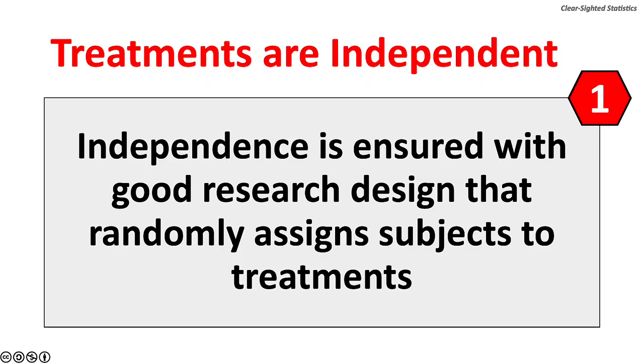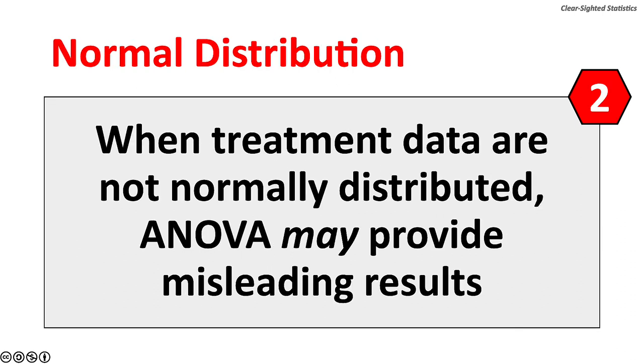Requirement 1. Treatments are independent. Independence, you'll recall, means that the measurement of one treatment does not affect the measurements in another treatment. Independence is assured with good research design that randomly assigns subjects to treatments.